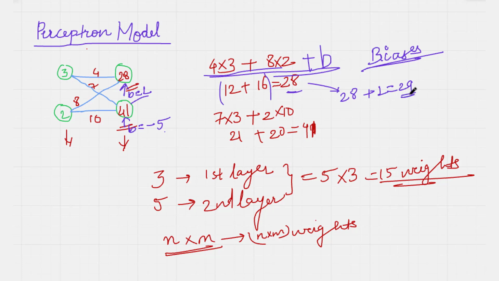So the value of this node instead of 28 will now become 29. Similarly here, it is now 41, but I have added the bias as -5. So the value will become what? 36. So instead of 41, the value will be 36 for this node. So every neuron gets its own personal bias value.